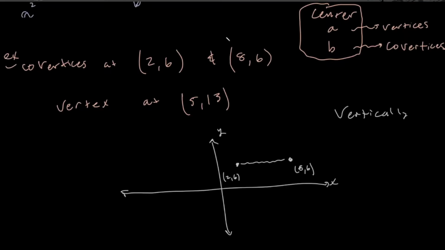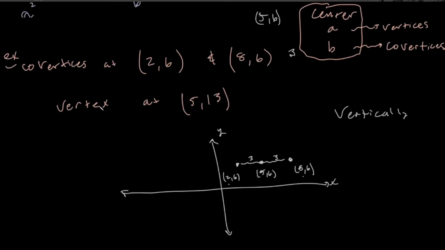If you are given the pair of either co-vertices or vertices, then you can ascertain the center, because the center has to be directly between these guys. Well, the length of the minor axis is 6 units. So it must be 3 units either way, and adding 3 units gives me 5, 6. So that's the center, 5, 6. And since we have the minor axis, B is 3 units. Now I just have to find A.